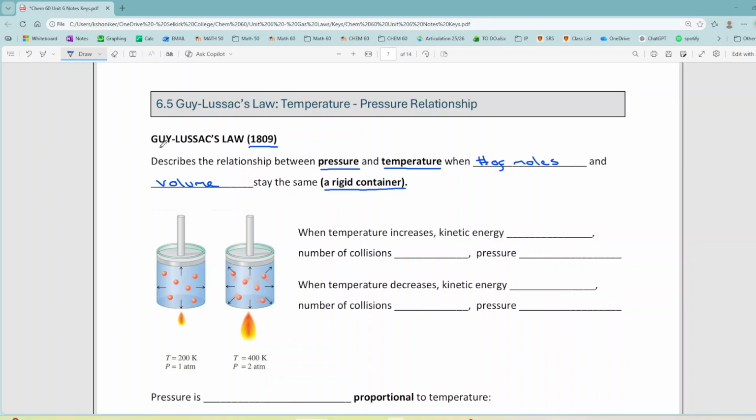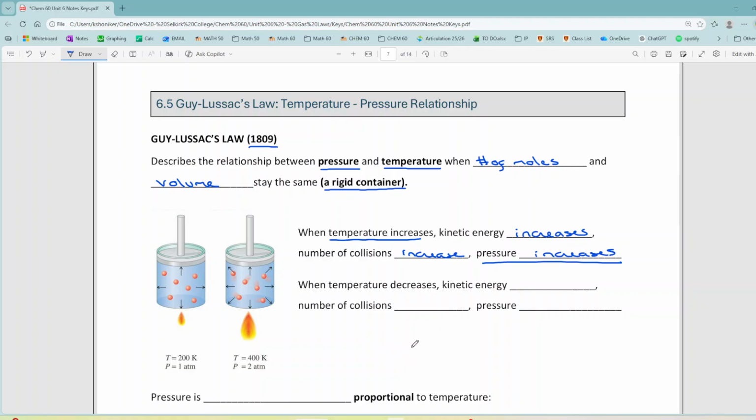But the idea behind this law is that when the temperature increases, the kinetic energy inside, so the energy of the molecules inside, also increases. And then that means that the number of collisions against the sides of the container are going to increase as well. And your pressure is going to increase. So really the moral of the story is that when temperature increases, pressure increases as well.